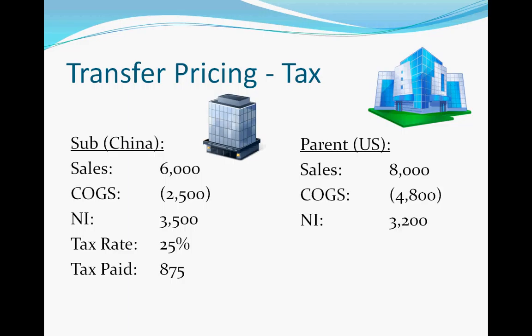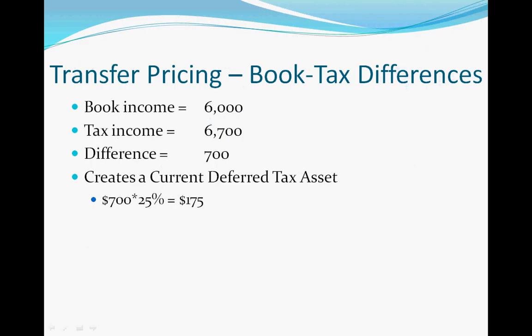As was explained before, part of the gain from the two unsold tables was deferred for financial purposes. This results in a temporary book-tax difference. The book income from the example was $6,000, and taxable income was $6,700, or $3,500 to the sub and $3,200 of net income from the parent. The book-to-tax difference is $700. Assuming that the tax rate will stay the same the next year, the consolidated financial statements will record a debit to current deferred tax asset of $175 and a credit to deferred income tax benefit for $175. The Chinese corporate rate of 25% is used because that is the jurisdiction in which the transaction takes place.